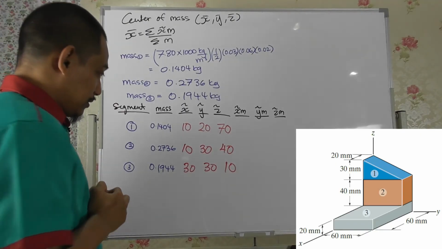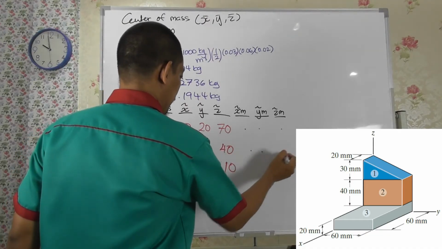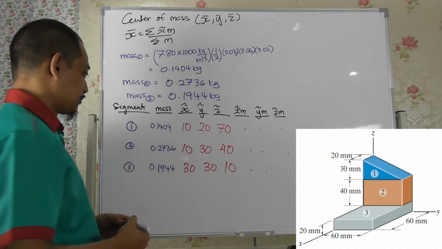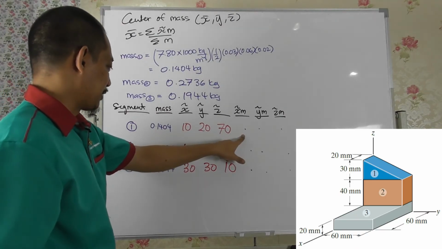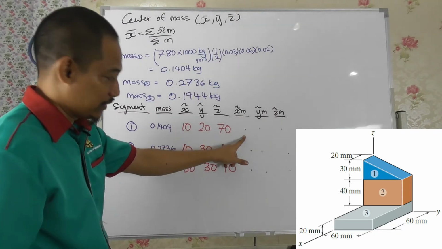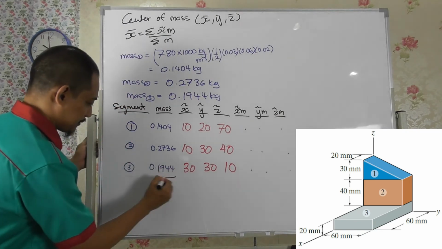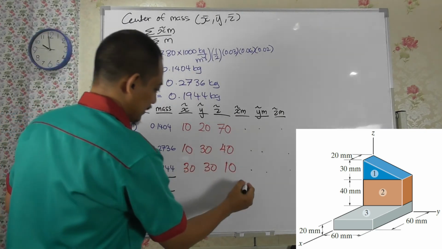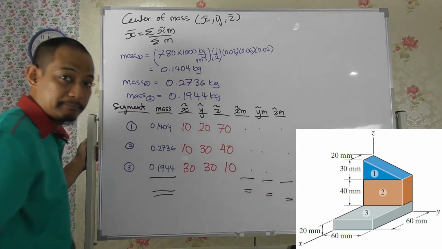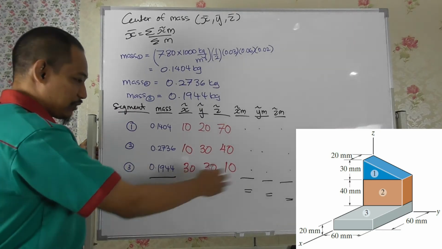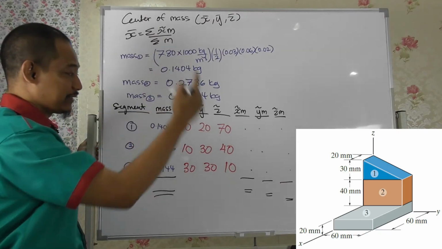Okay. Yet again, what comes out here is just using your calculator, right? So 0.1404 multiplied by 10, it should be 1.404 here, right? And so on. And then you can calculate the summation of mass, summation of xm, summation of ym, summation of zm. Right? If you calculate all of this, then you just plug into the equation for x bar, y bar, and z bar.